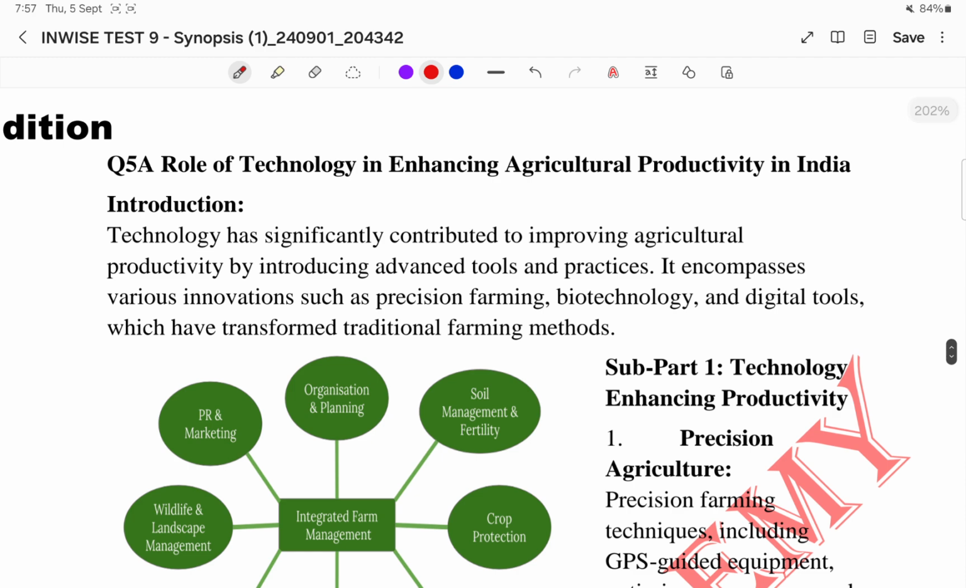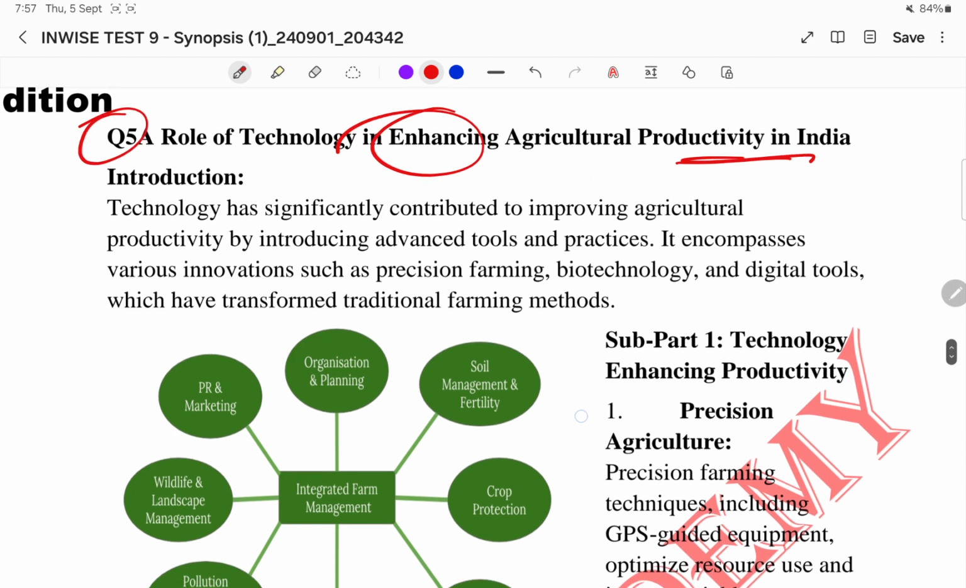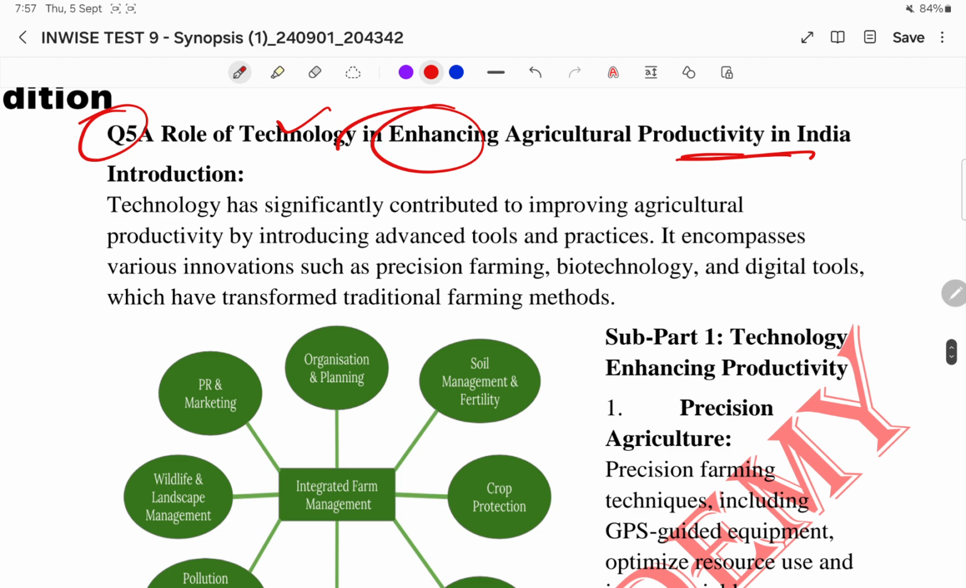I think this is the compulsory question, right? Role of technology in enhancing agricultural productivity in India. So they're asking specifically about technology with respect to agricultural productivity. So a brief introduction: technology has significantly contributed to improving agricultural productivity by introducing advanced tools and practices. It encompasses various innovations such as precision farming, biotechnology, and digital tools. We have transformed traditional farming methods.